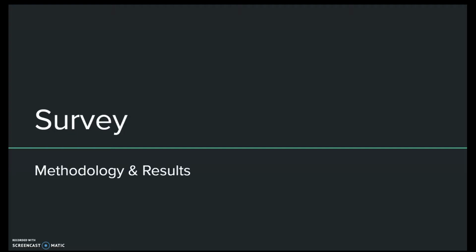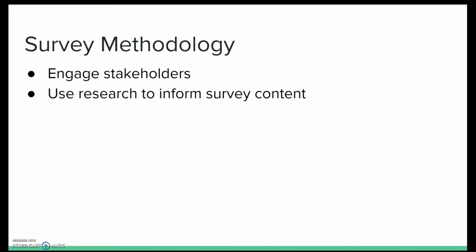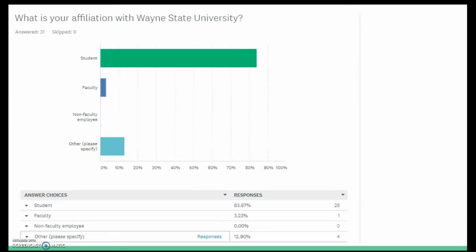I also attempted to take a survey of some of the relevant stakeholders. I used the other research to inform the content of the survey. I tried to write questions that might be able to assess the effectiveness and engagement of some of the things that the Sustainability Office was trying to accomplish. Here's some context for that survey.